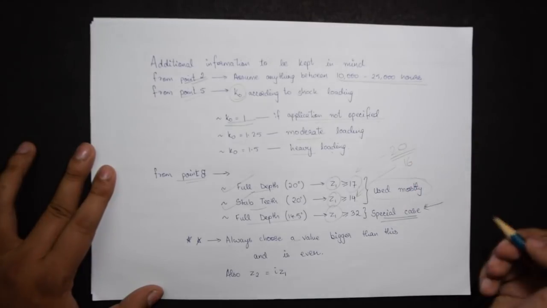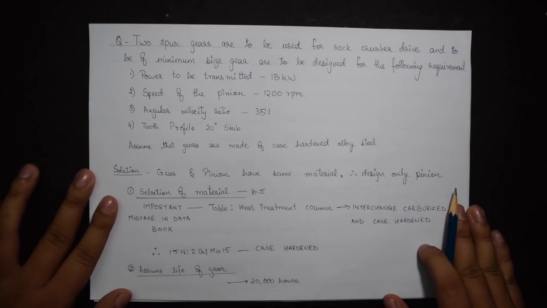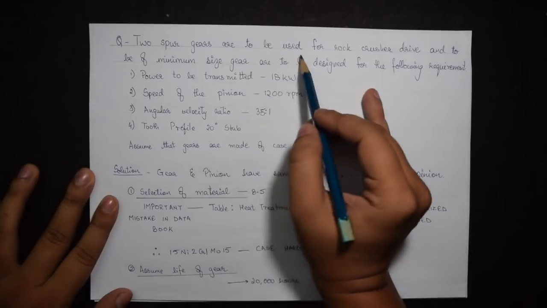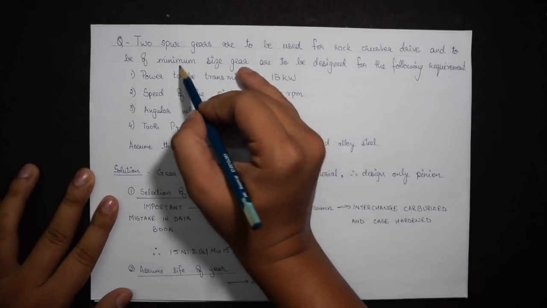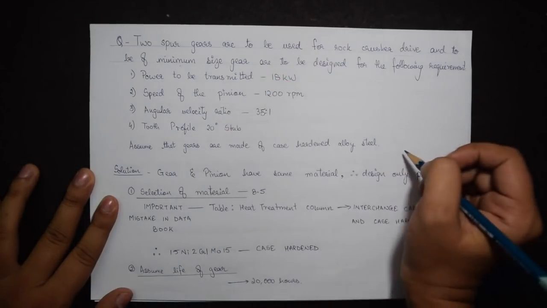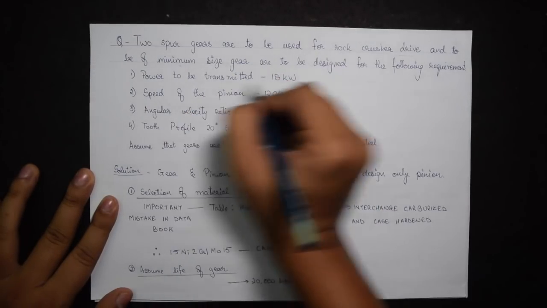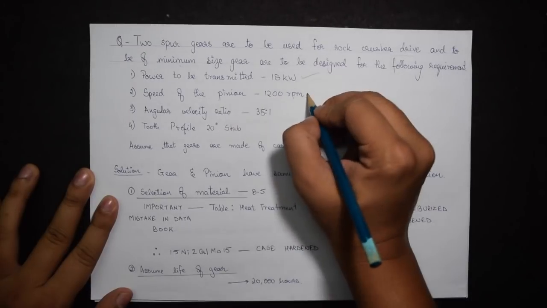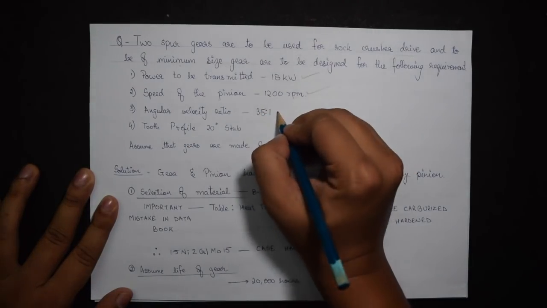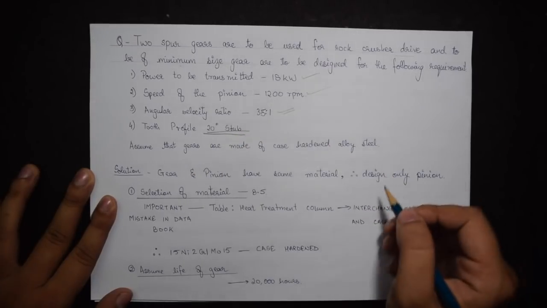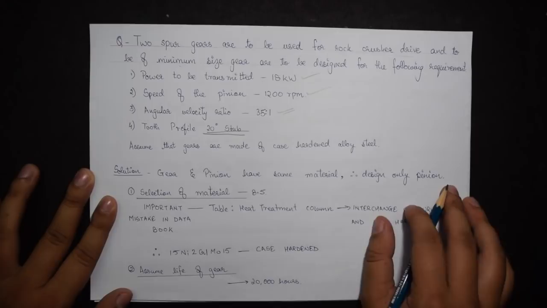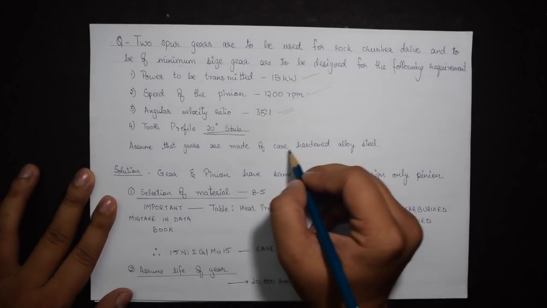Now directly jumping onto the question, we need to design two spur gears which are used for rock crusher drive and to be of minimum size gears. The power transmitted is 18 kilowatts, speed of the pinion is 1200 rpm, velocity ratio is 3.5:1, tooth profile is 20 degrees stub teeth, which we just saw. And assume that gears are made of case hardened alloy steel.